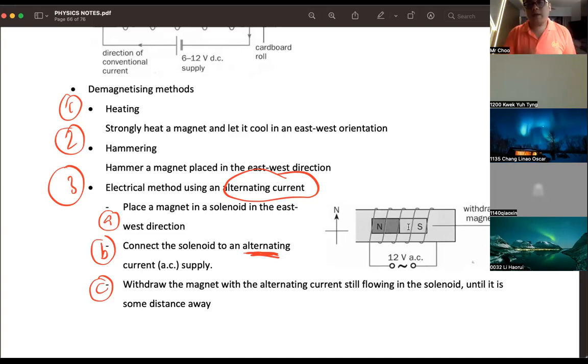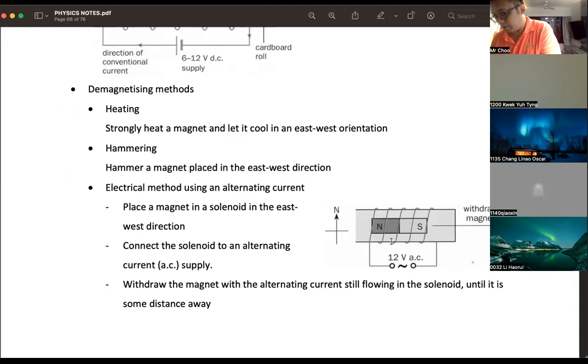Okay, I repeat myself again. The alternating current method has three steps. The first step is not as important, but if you want a good way of doing it, you must do all three steps. But steps 2 and 3 are the most important. First you put the magnet in the east-west direction. You put it in a solenoid with an AC current. But you don't leave it there. Then after that, you pull it away while the AC current is running. Is that clear? So now I want all of you to type it out.